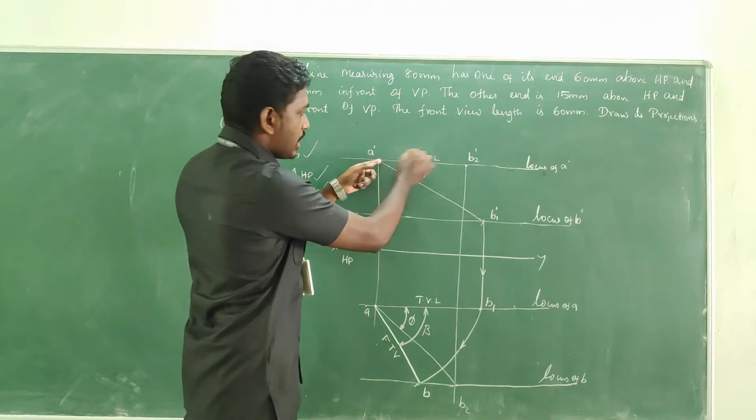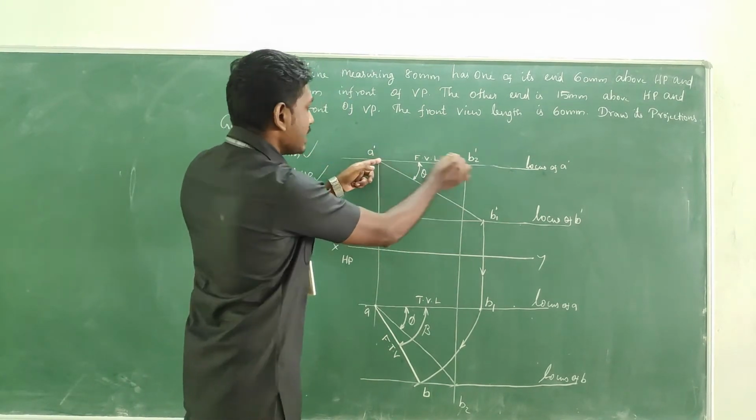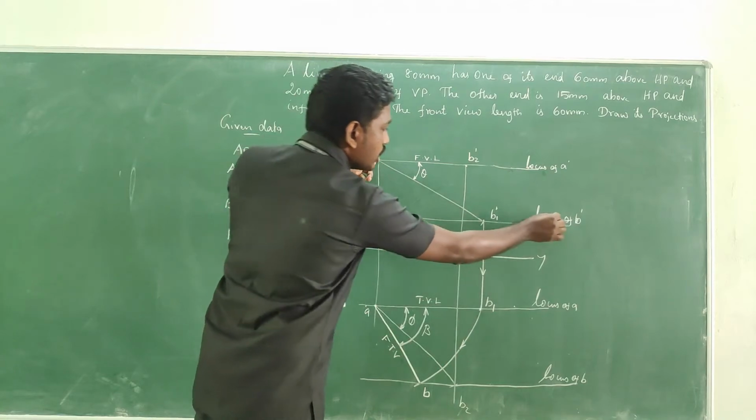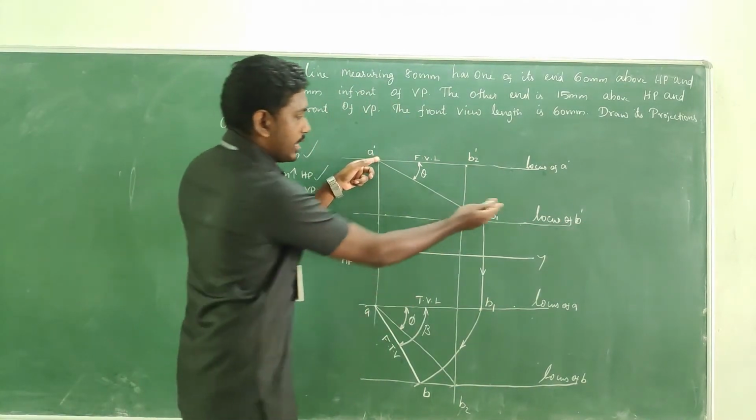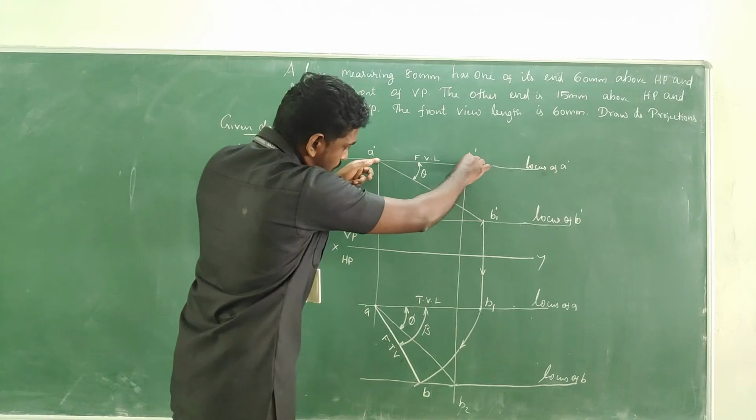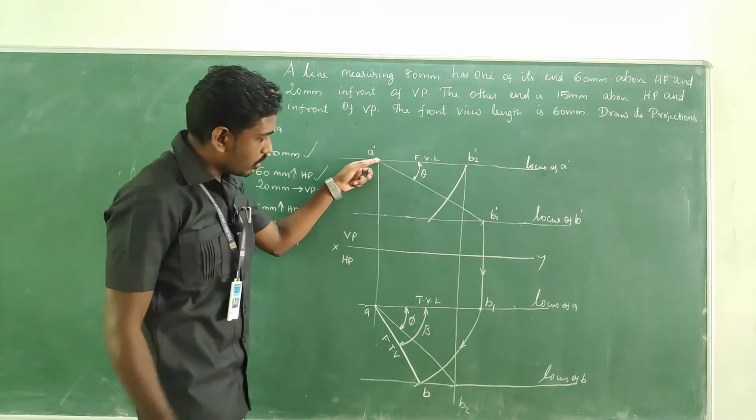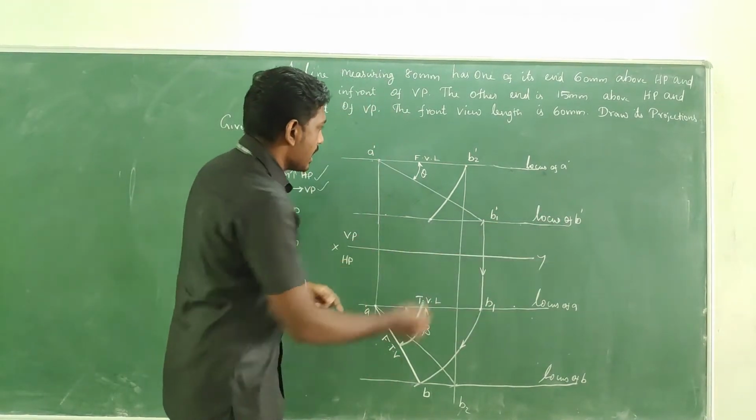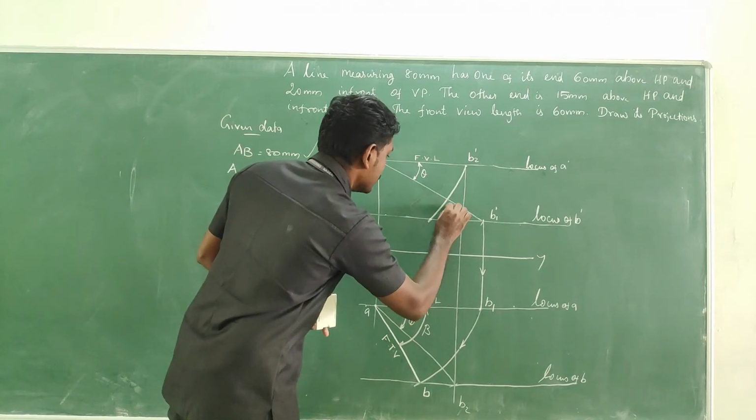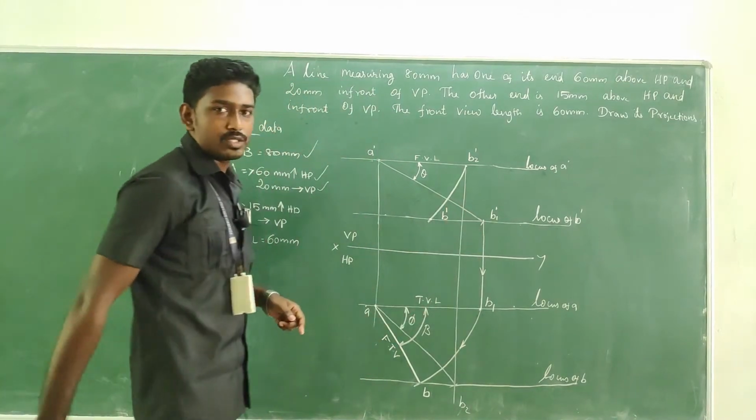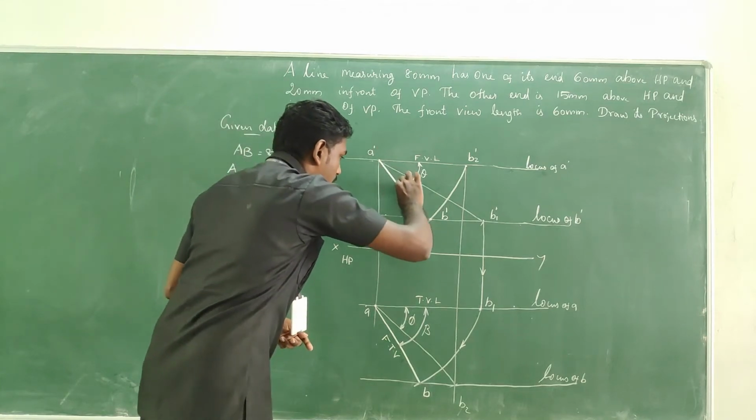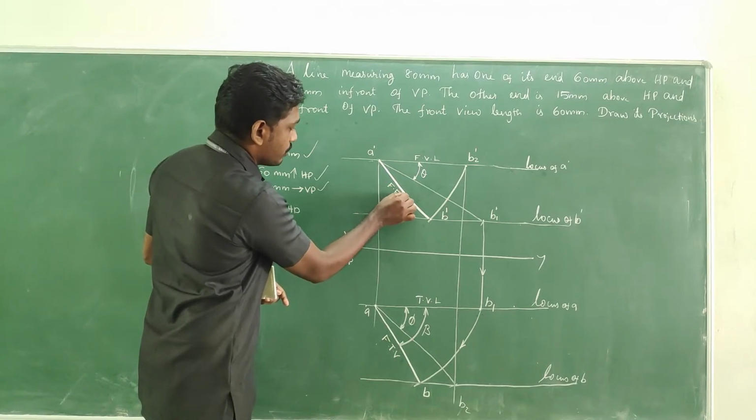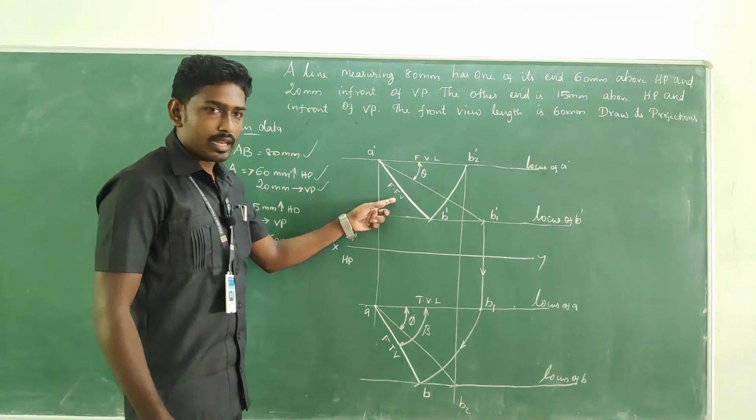For this, measure the front view length in your compass, A dash to B2 dash, and keep A dash as the center and make a cut mark on the locus of B dash. You can give a cut mark in this manner, okay? At that time you will get the intersection point on the locus of B dash. It is your final end point in the front view, B dash. If you connect A dash and B dash, you will get the final front view length. Final front view, okay?